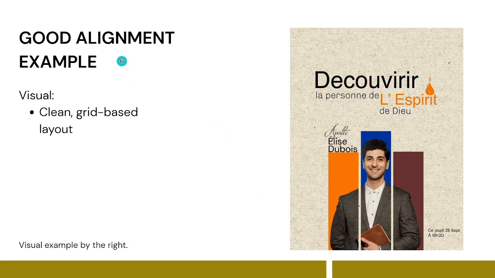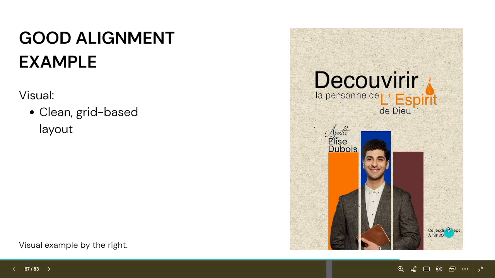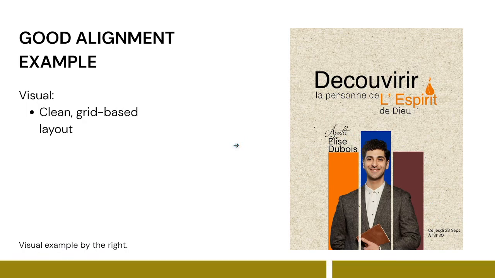And now we have an example of good alignment here, where we have a clean and grid-based layout. We have the text here, which is clear and bold enough. The name of the person in the image is placed here too, and the date of the event is placed here too. So this is an example of where good alignment is applied in a design.